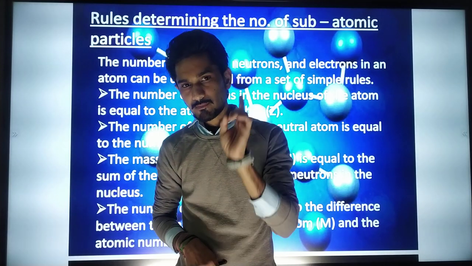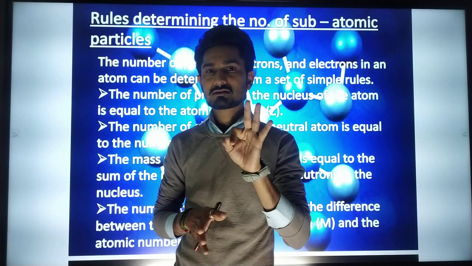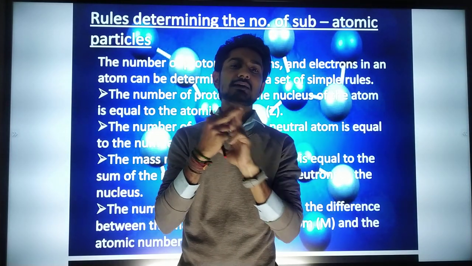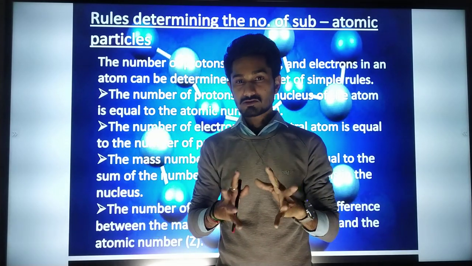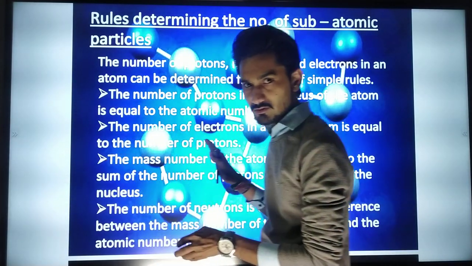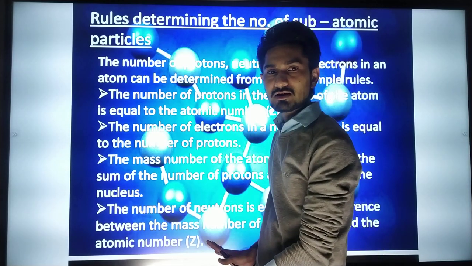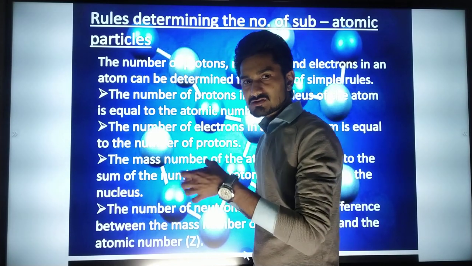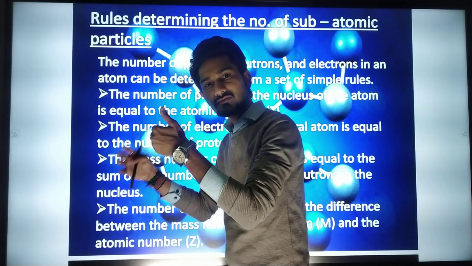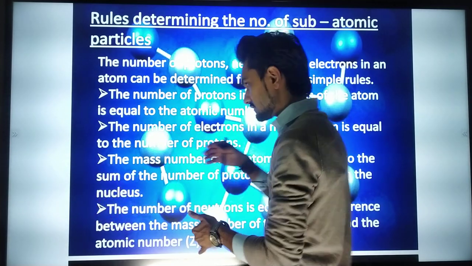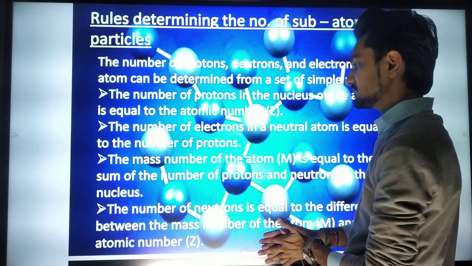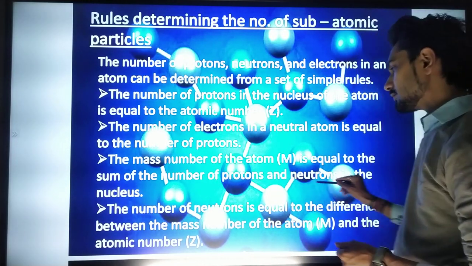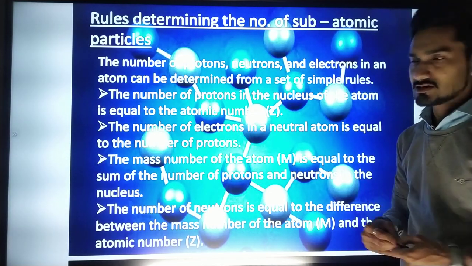So from the number of protons you can identify 3 things: first, the number of protons; second, the number of electrons; and third, the atomic number of that element. That's why these 2 rules are very important. On the basis of them we categorize the elements, because elements always contain electrons, and the electron structure is different for different elements. Now we are going to discuss the third point. The mass number of the atom M is equal to the sum of the number of protons and neutrons in the nucleus.